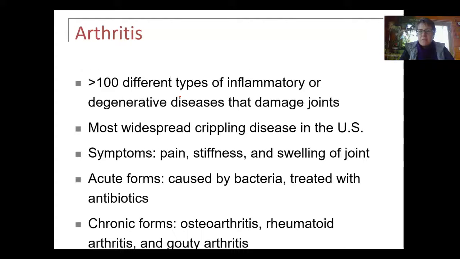So let's look at some of these disorders. Arthritis. There are a lot of different forms of arthritis. The three that we're going to be talking about are osteoarthritis, rheumatoid arthritis, and gouty arthritis, okay?